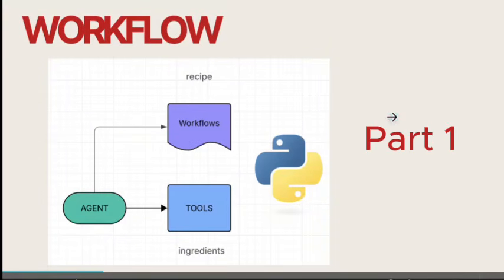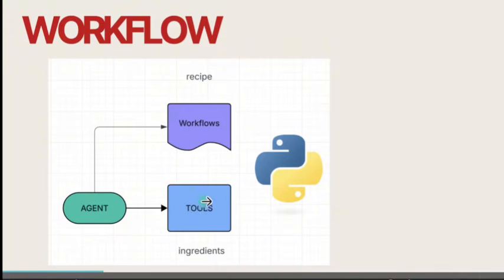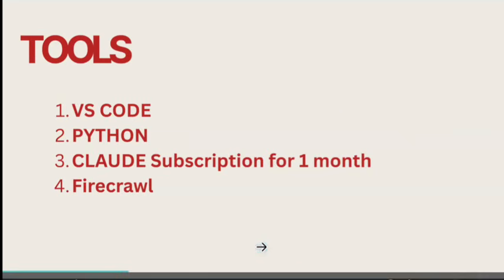Today, we're building this AI agent. We will have a workflow and we will have tools. Think about workflows as the recipes for making a cake, and tools are the ingredients. So the tools we're going to be downloading today: VS Code, Python, and then we will need a Claude subscription for 1 month. If you don't want to pay the $17, you can watch us do it. But in order for us to embed it into VS Code and to actually build with Claude, we would need at least a 1 month subscription.